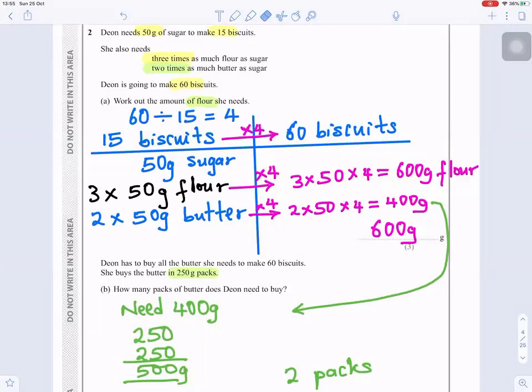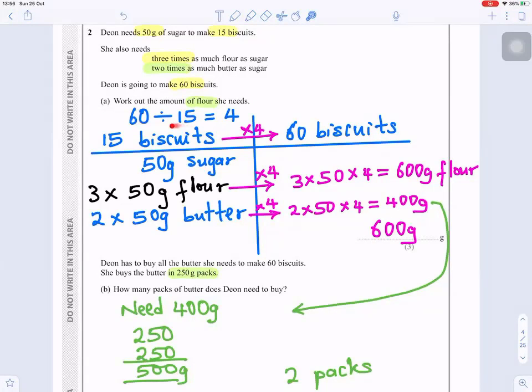Question number 2. Dion needs 50 grams of sugar to make 15 biscuits. She also needs 3 times as much flour as sugar, and 2 times as much butter as sugar. Dion is going to make 60 biscuits. Work out the amount of flour she needs.